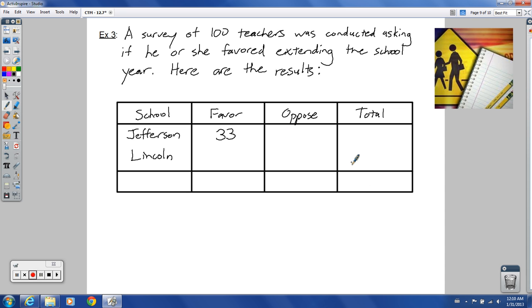There were 100 total teachers in all, and so that number is going to go here. But Jefferson, there were 33 in favor, and there happened to be 27 opposed, for a total of 60 teachers surveyed at Jefferson. And then at Lincoln, there were 15 teachers that were in favor and 25 opposed, for a total of 40. So the grand total is 100, like we should expect. The total in favor from both schools together is 48. The total opposed, 52.